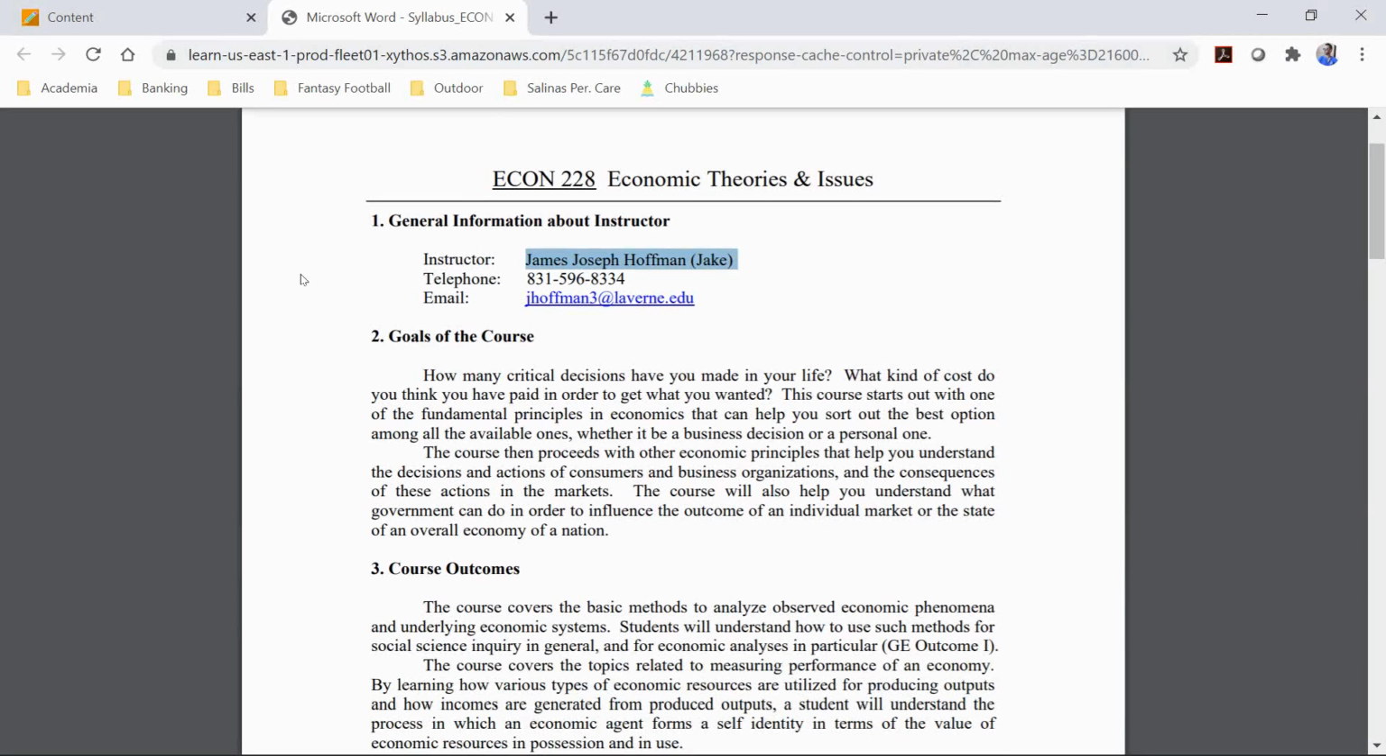All right, this is my full name, James Joseph Hoffman. I usually go by Jake, and you're welcome to call me that. That's usually how I sign my emails and correspondence.